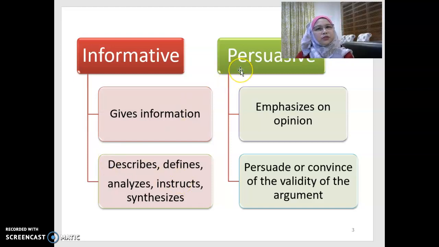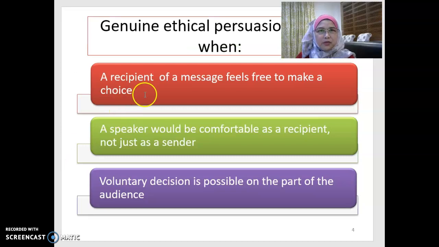So when it comes to persuasive oral presentation, it is a bit more challenging because you need to persuade. You need to share your opinions. You might even say you have to coax, or even influence people or the audience. So let's move on with the next point.